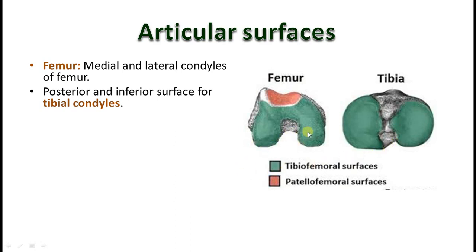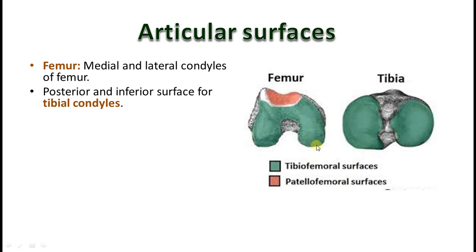Now when you look at the femoral condyles, the lateral condyle is somewhat stout and massive as compared to the medial condyle. Because of that, the weight bearing in the knee is more towards the lateral condyle. So the lateral condyle is mostly involved in weight bearing. The medial condyle is somewhat long.